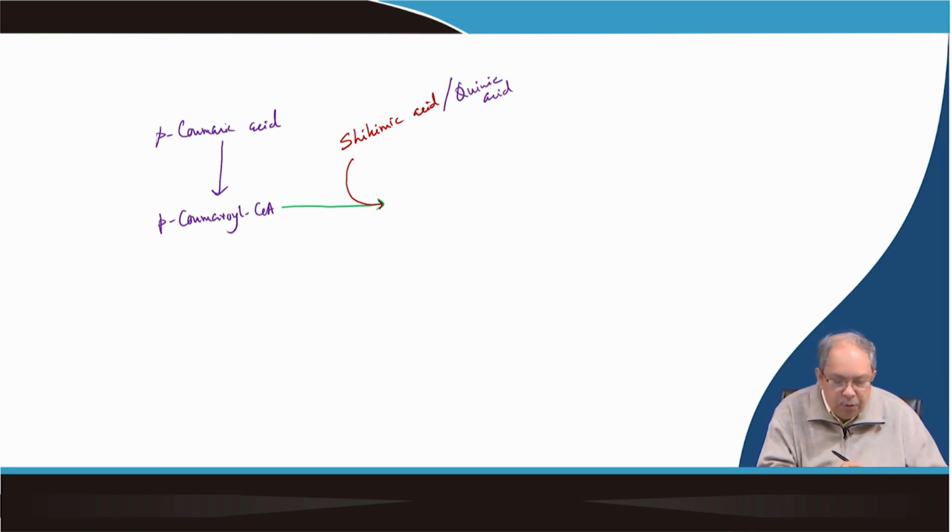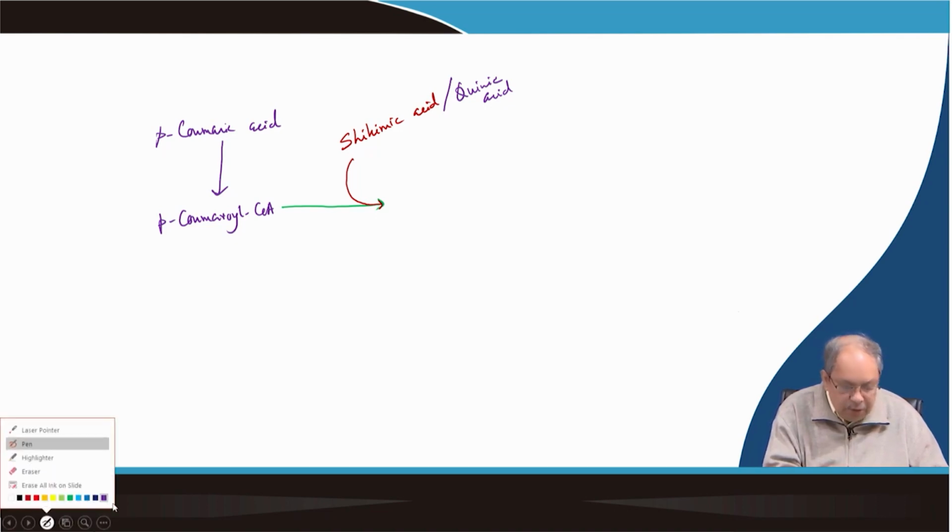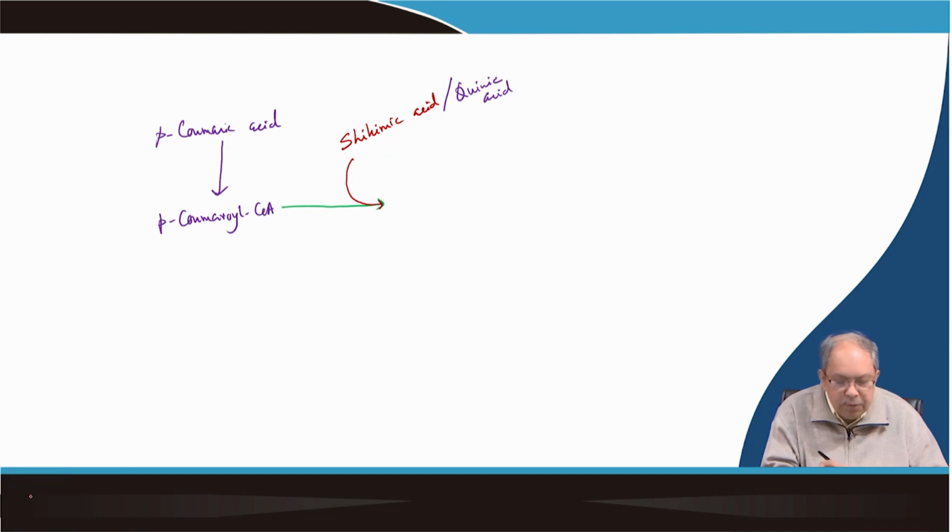So, para-coumaroyl CoA joins with shikimic acid and forms para-coumaroyl shikimic acid.